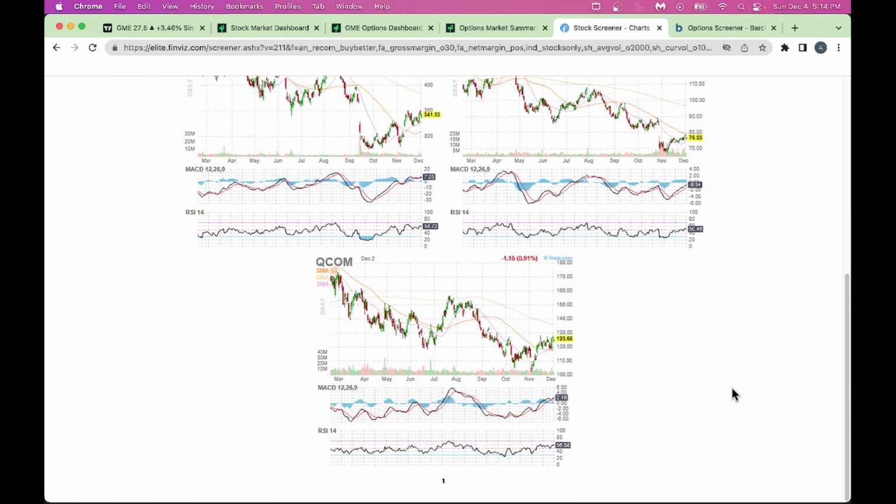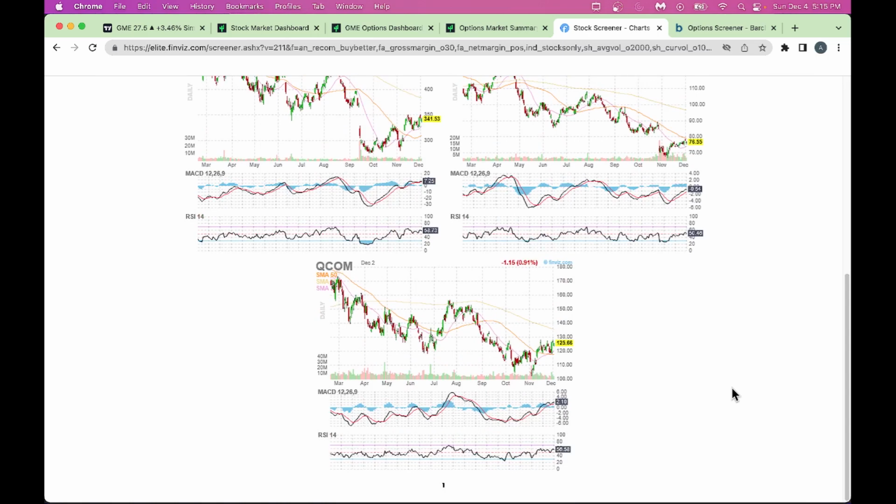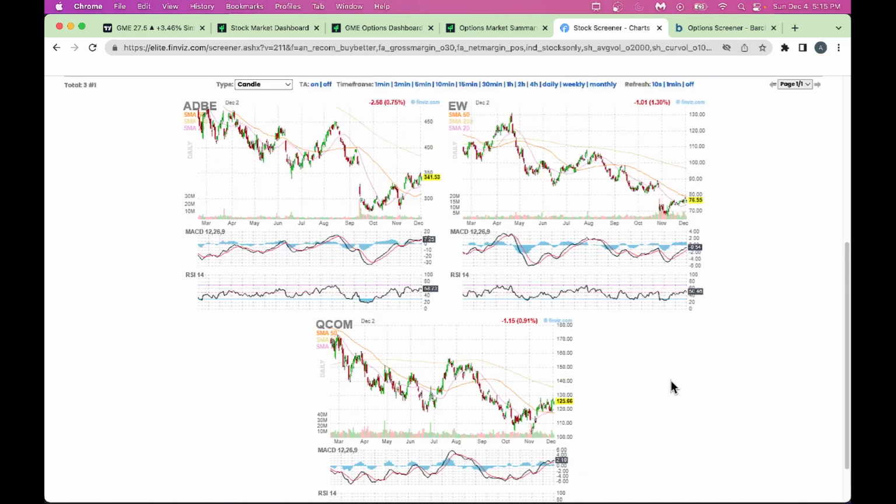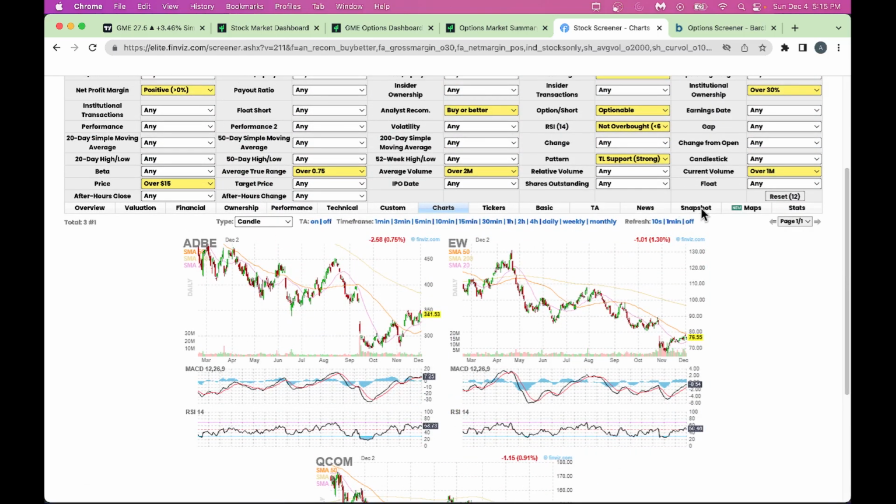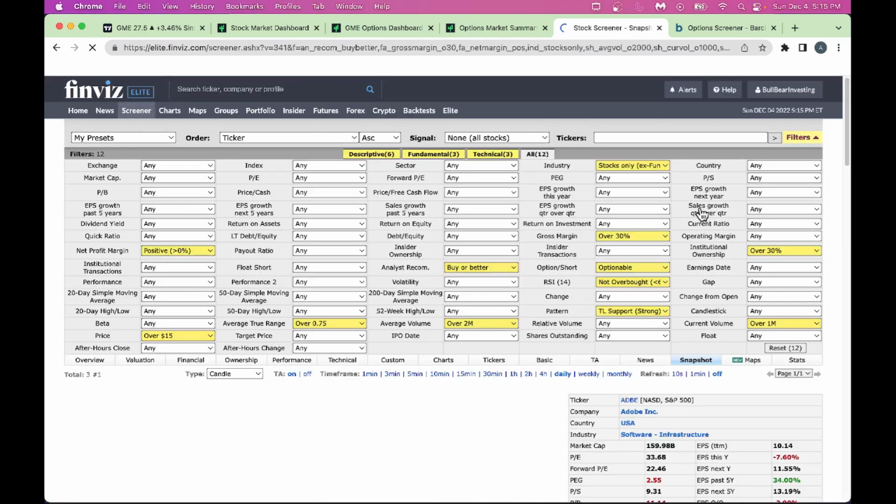And then you got Qualcomm. Qualcomm is a great stock. Many of you know Qualcomm, even from earlier days, even during the dot-com bust. This is one of the survivors. Look, it's trying to go higher, and look, RSI is around 56 or so. Not too bad. And you could also click on this snapshot here, which is one of my favorite tools here.